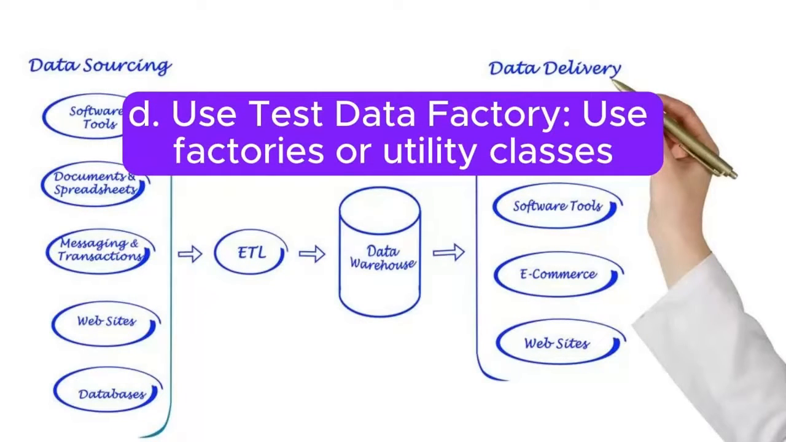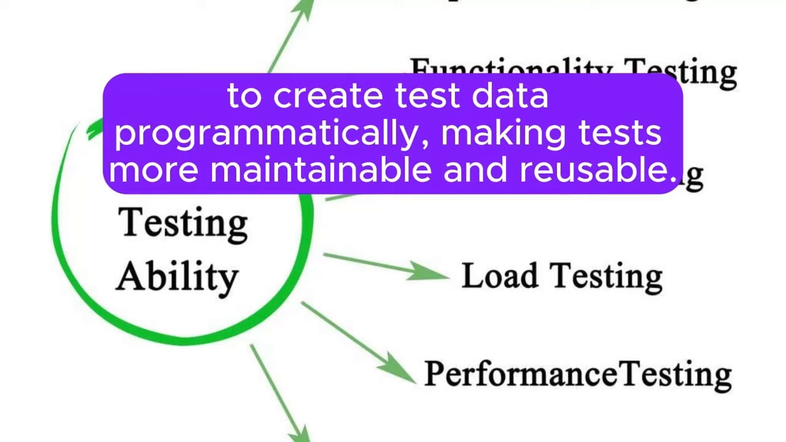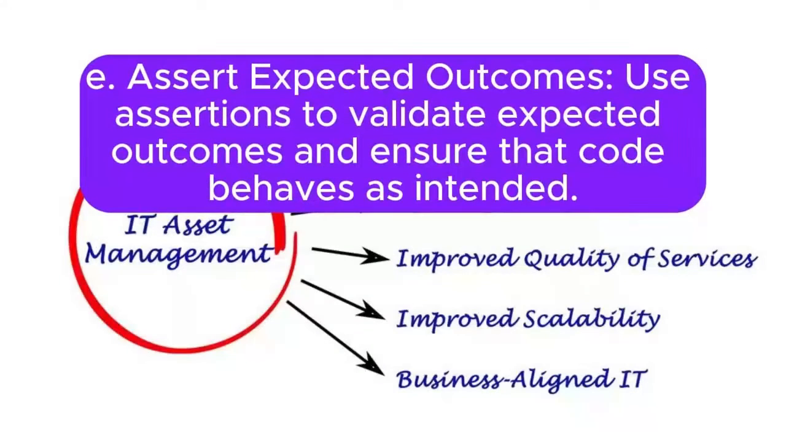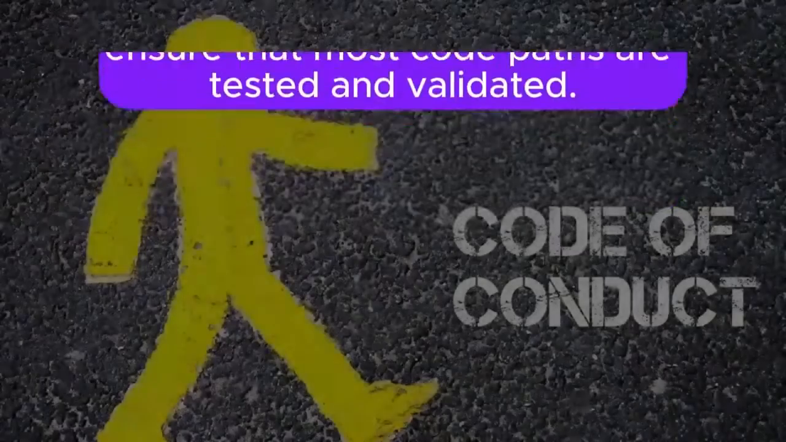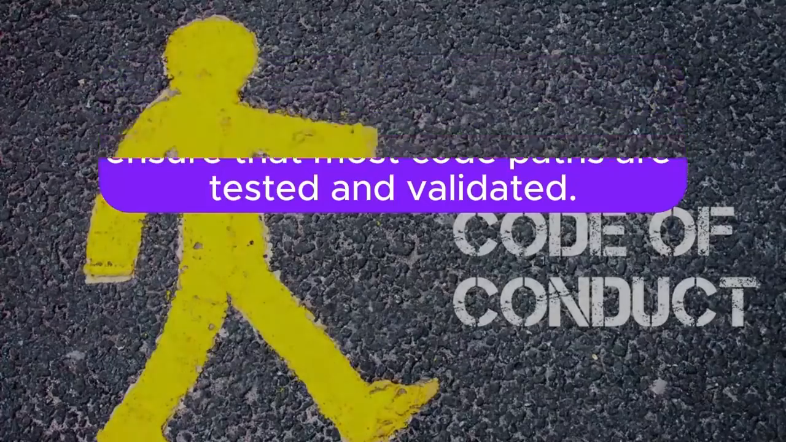D. Use test data factory. Use factories or utility classes to create test data programmatically, making tests more maintainable and reusable. E. Assert expected outcomes. Use assertions to validate expected outcomes and ensure that code behaves as intended. F. Aim for high code coverage. Strive for high code coverage to ensure that most code paths are tested and validated.